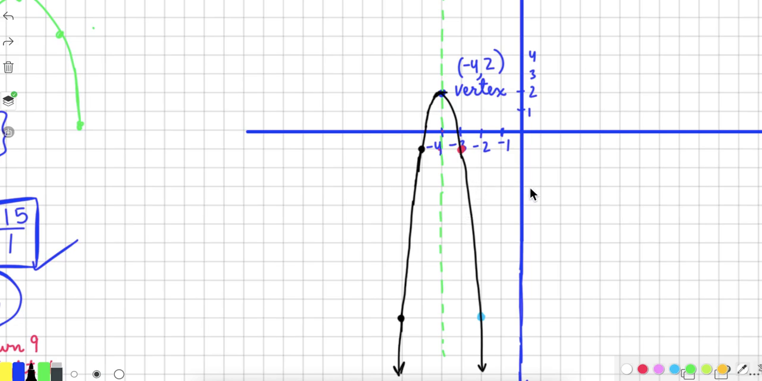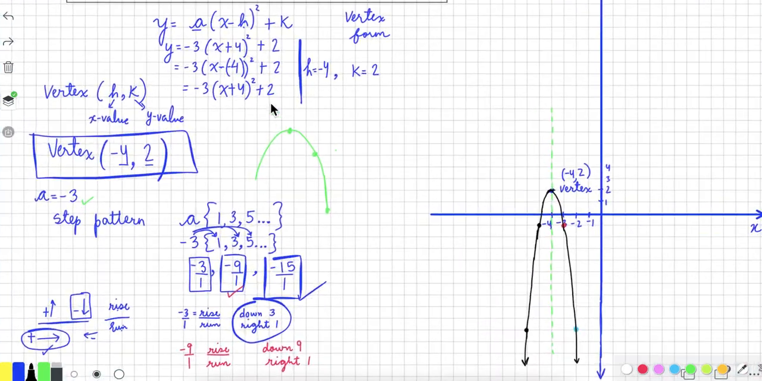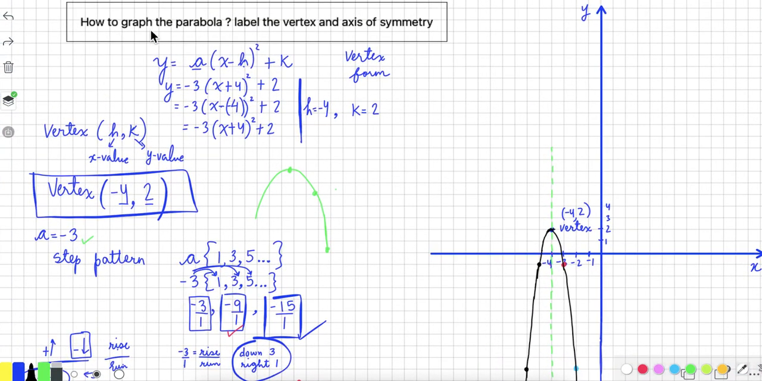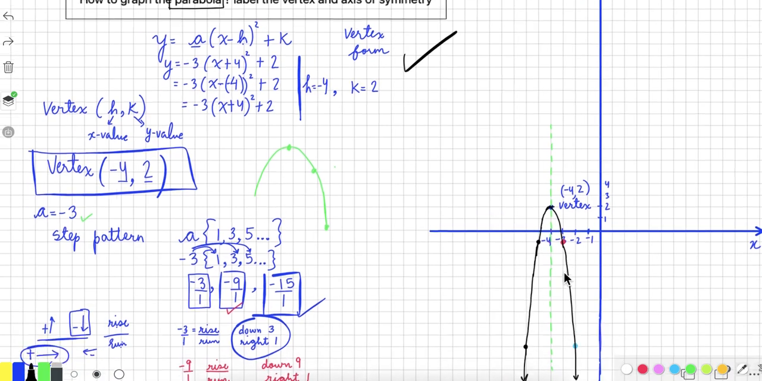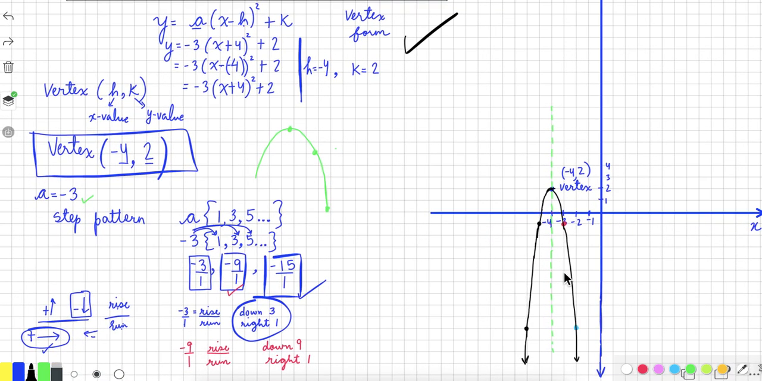Here we have the graph. This is how we're going to draw the parabola, the equation of the parabola in vertex form. This was in the vertex form here. I hope you understand it. If there is anything that you don't understand, let me know.